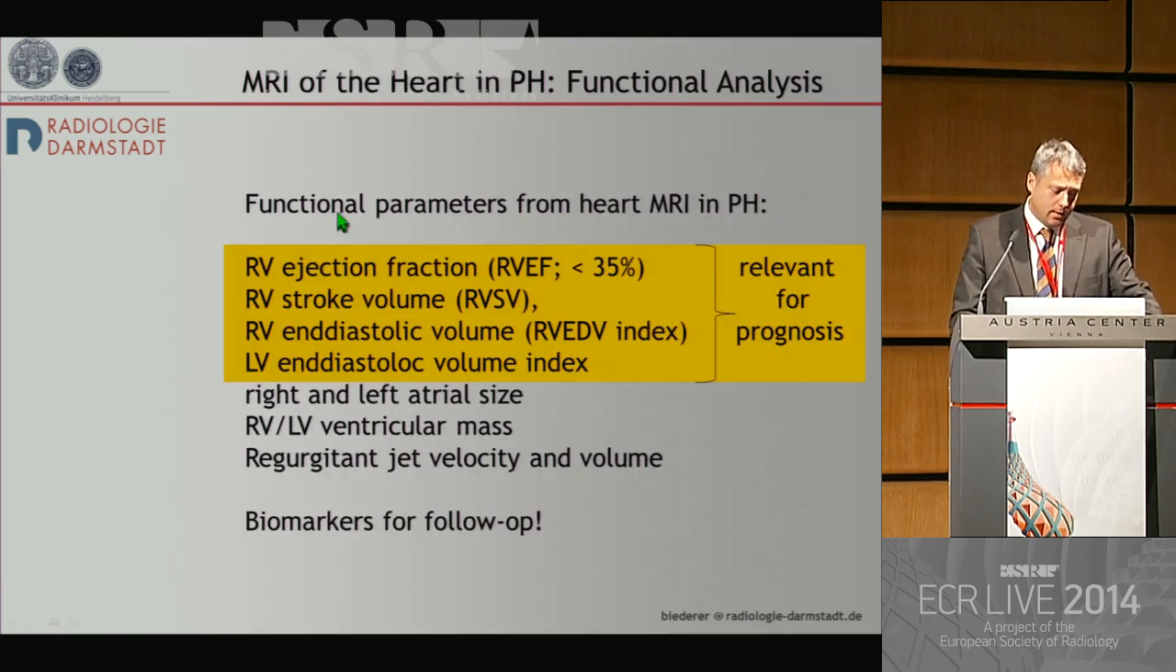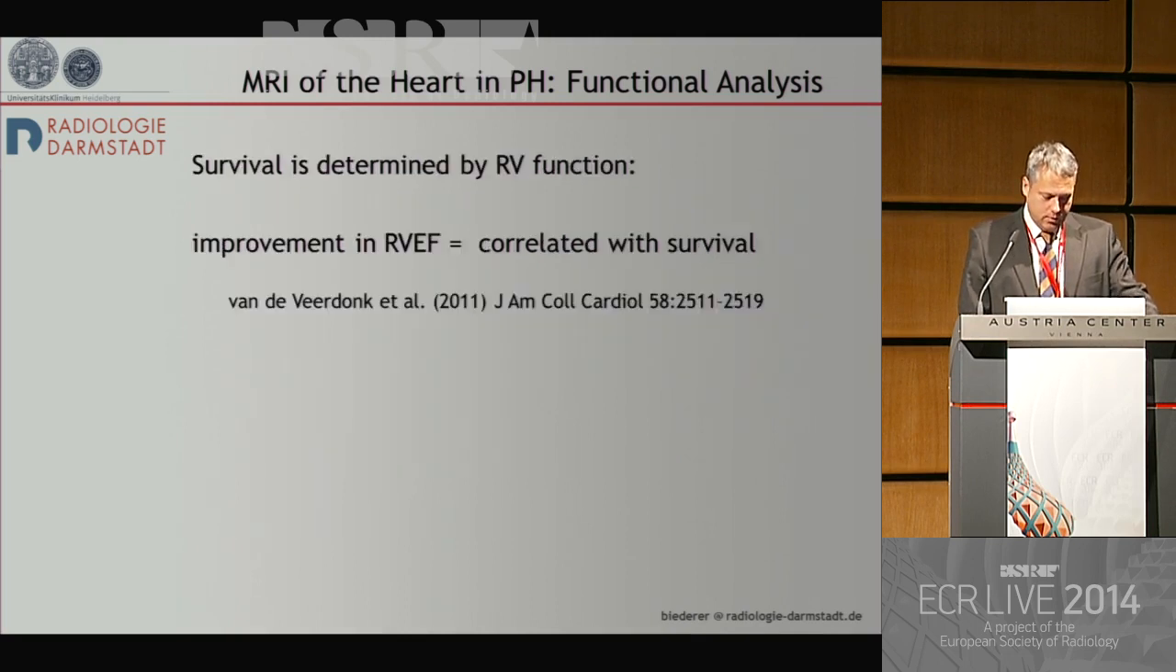And among all these numbers, these are probably the most relevant for prognosis, and these can be derived relatively rapidly by this evaluation, which, with the more advanced reformatting tools and the advanced workstations, has become quite easy. It used to be very tedious a few years ago, but it has become quite comfortable to acquire these parameters. So the improvement in right ventricular ejection fraction is correlated with survival, as a sign of treatment, prognosis and treatment.